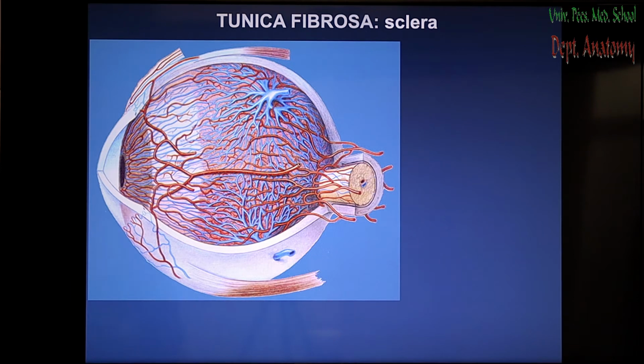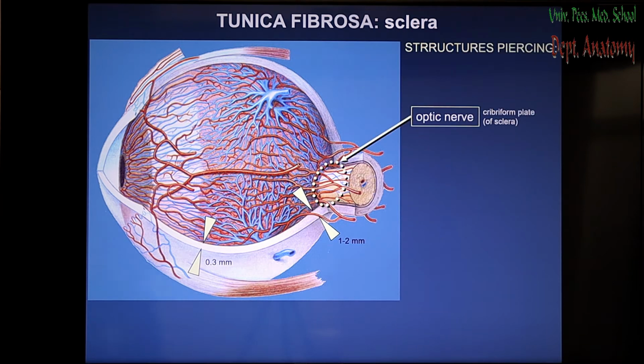Tunica fibrosa, so going into details, I start with the sclera, even if it lies behind the cornea, because it makes a bigger proportion of tunica fibrosa. As the name indicates, it is made up of dense collagenous connective tissue, not of equal thickness. It gets thicker next to the exit of the optic nerve from the eyeball. Don't memorize these measures, these numbers of millimeters.